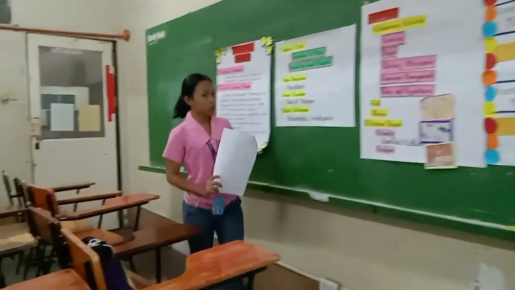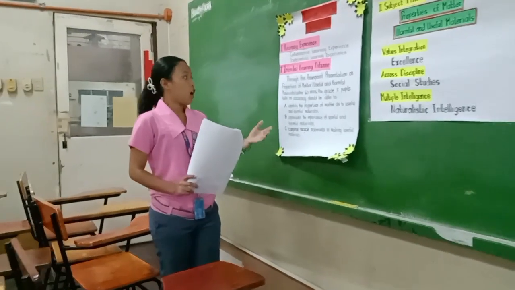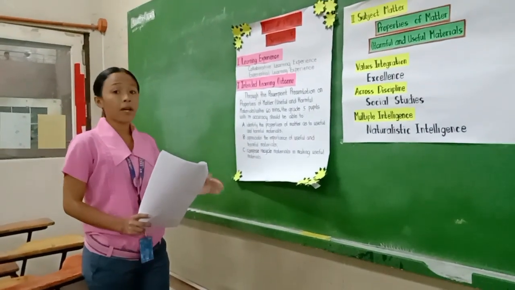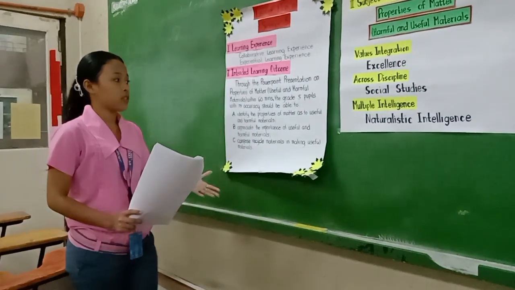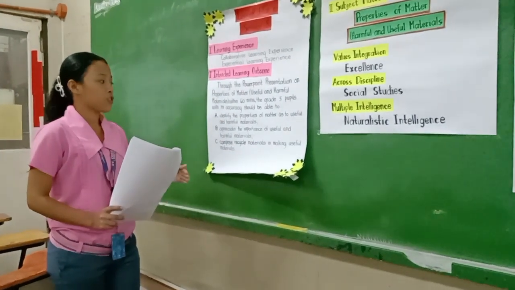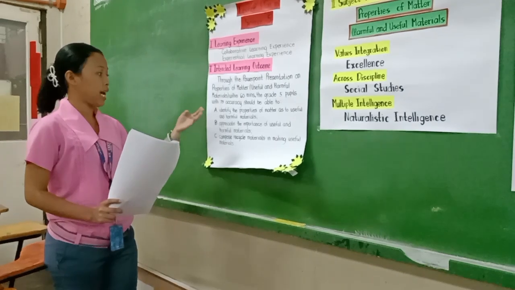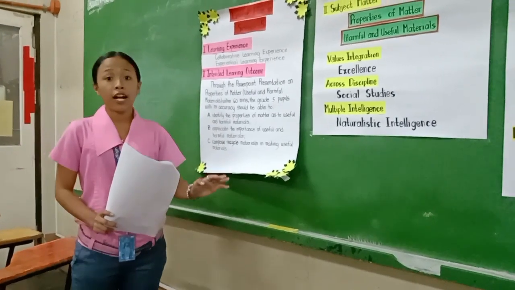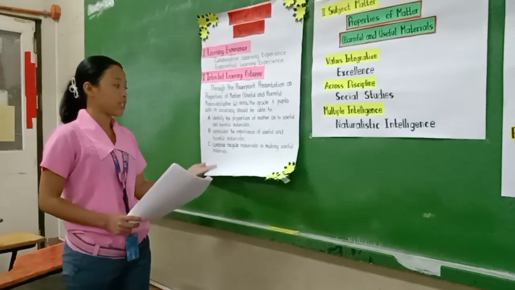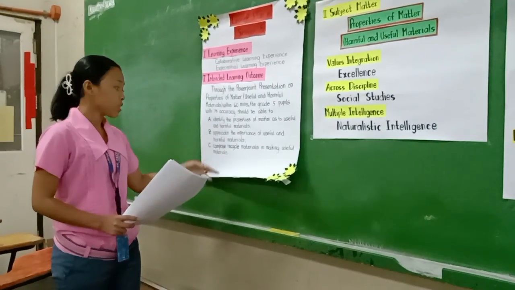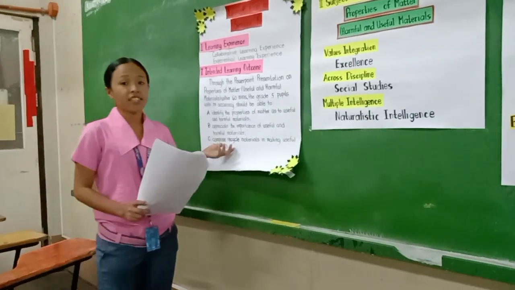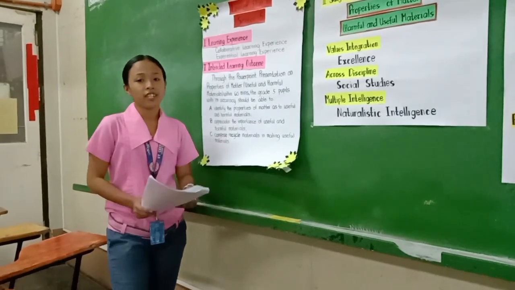Through the visual aids presentation on properties of matter, the useful and harmful materials, within 60 minutes, the grade 5 pupils with 75% accuracy should be able to identify the properties of matter as to useful and harmful materials, which can be attained in application or activity number 1. Appreciate the importance of useful and harmful materials, which can be attained in activity 2. Compose recycled materials in making useful materials, which can be attained also in our activity 3. That's all. Thank you.